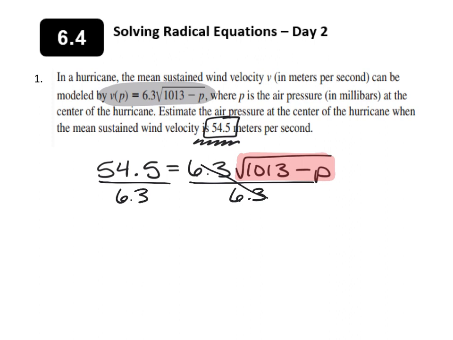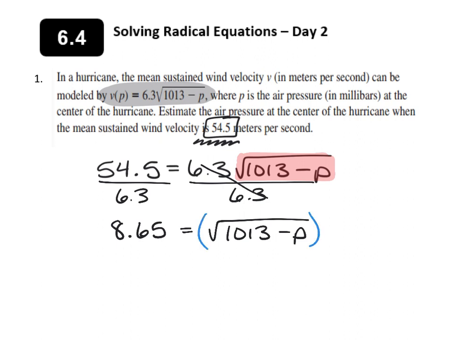So if y'all will help me out, 54.5 divided by 6.3 in your calculator. I'm thinking we won't do that one in our head. What do we get? 8.6, I believe 65? Yeah, let's go ahead and use that. 8.65 equal to square root of 1013 minus P. Cool. Did we follow the isolate step? Same as last time. What's the next step?